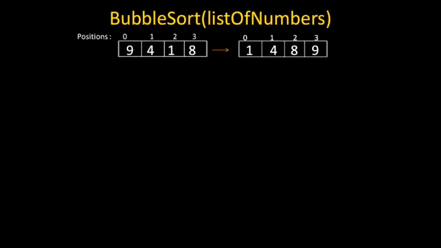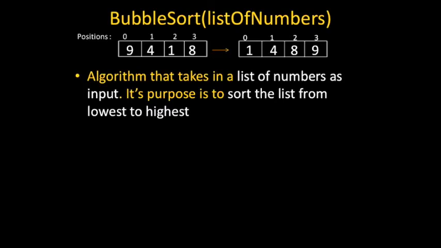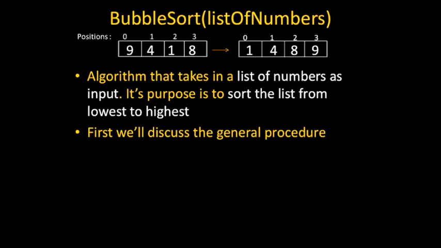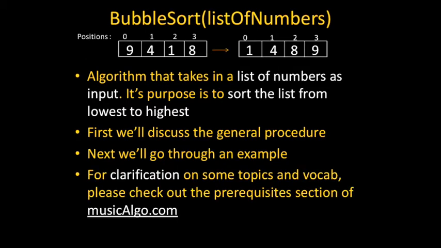Bubble sort is a sorting algorithm that takes in a list of values and sorts them in ascending order, such that the lowest values will be on the left and the highest values will be on the right. First, we're going to learn the bubble sort general procedure, i.e. the pseudocode, and then we will use the pseudocode to walk through an example of bubble sort. And if any of the vocab I use seems unfamiliar to you, check out the prereq section of musicalgo.com.